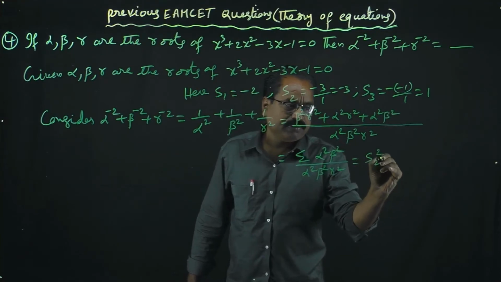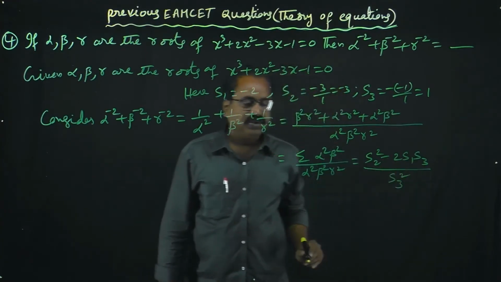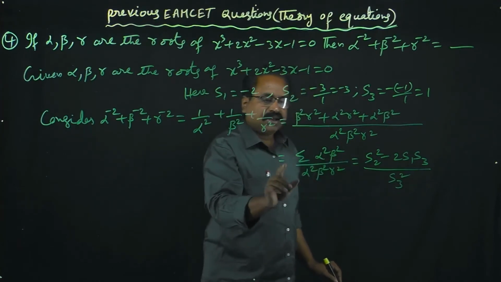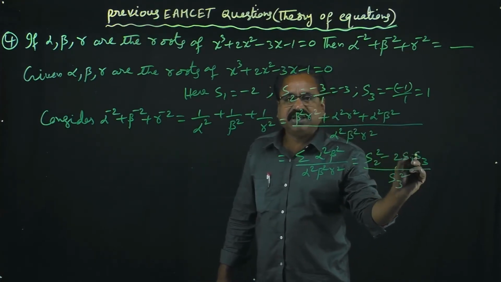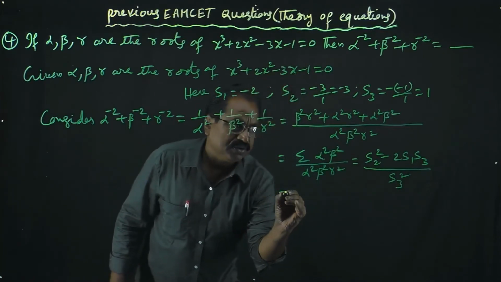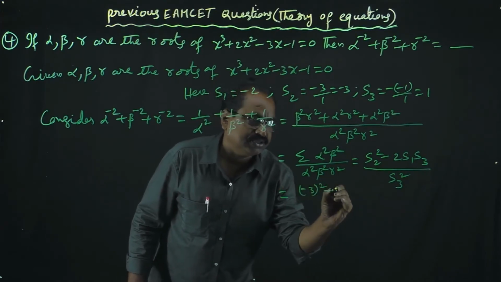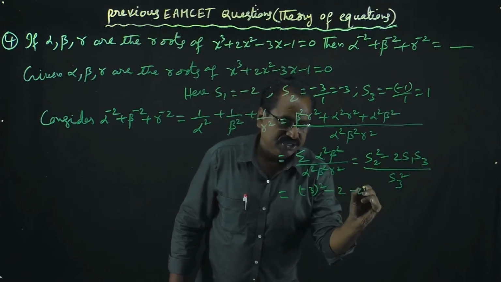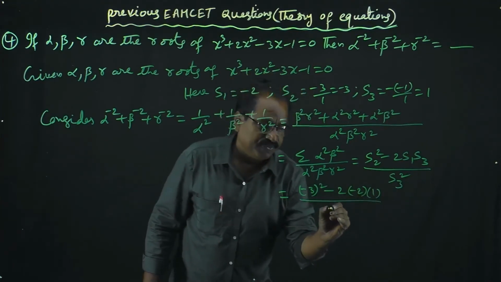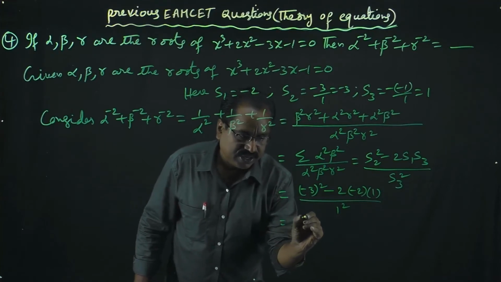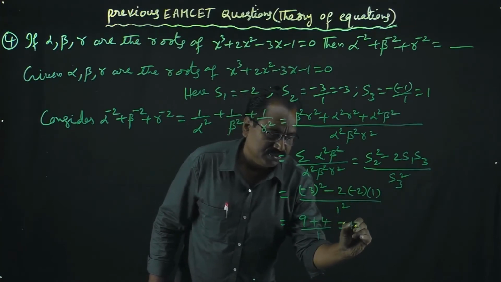S2 square minus 2 S1 S3 by S3 square. So sigma alpha square beta square by alpha square beta square gamma square can be written as S2 square minus 2 S1 S3 by S3 square, that is equal to S2 is minus 3, so minus 3 whole square minus 2 S1 minus 2, S3 1, by S3 square 1 square, that is equal to 9 plus 2 into 2, 4 by 1, that is equal to 13.